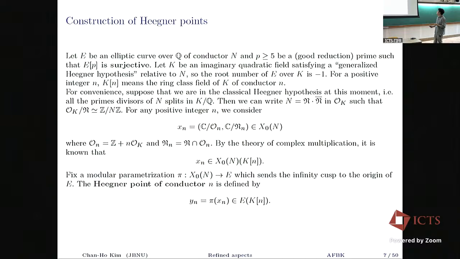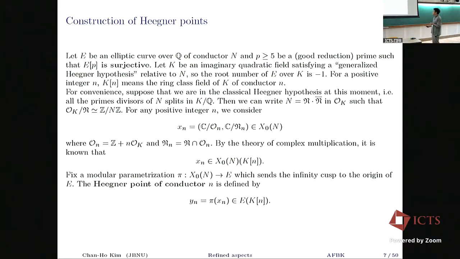So for a positive integer n, K[n] means the ring class field of K of conductor n. And let me just assume, for everything in this slide, that we are in the classical Heegner hypothesis for convenience. Now, all the prime divisors of N split in K over Q. Then we can decompose N as follows. N is the mathfrak N times its conjugate in O_K, such that the O_K quotient by mathfrak N is nothing but Z mod NZ.